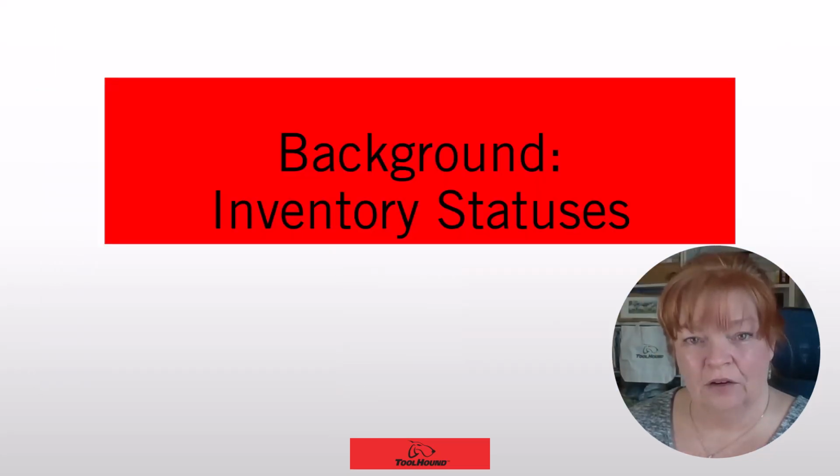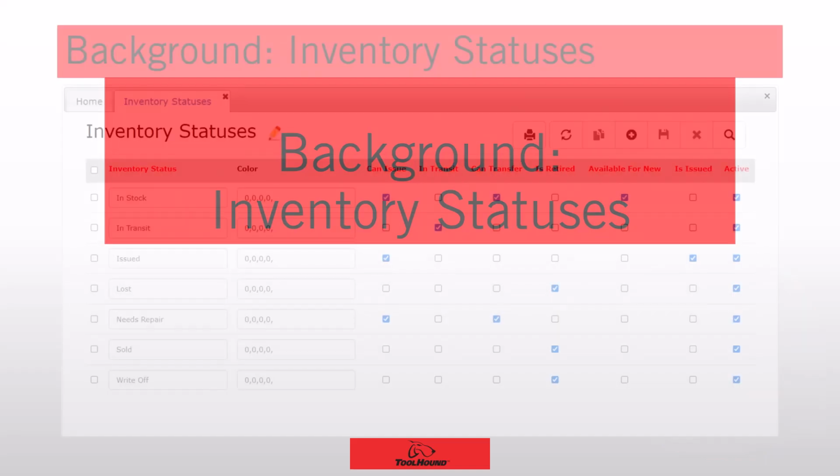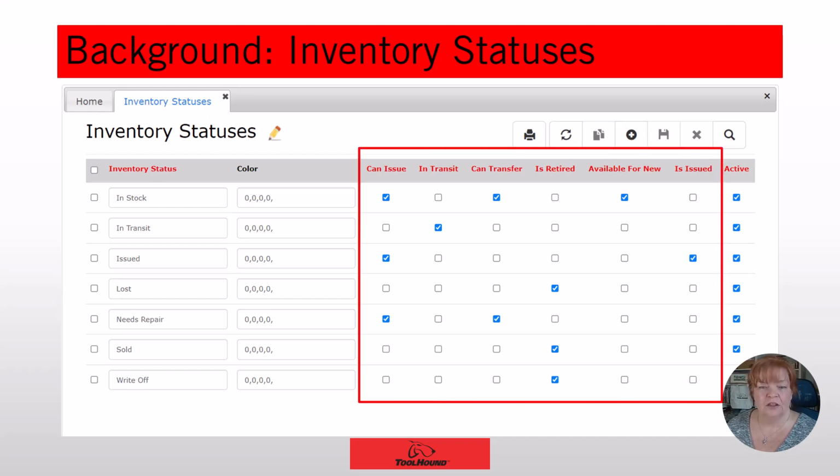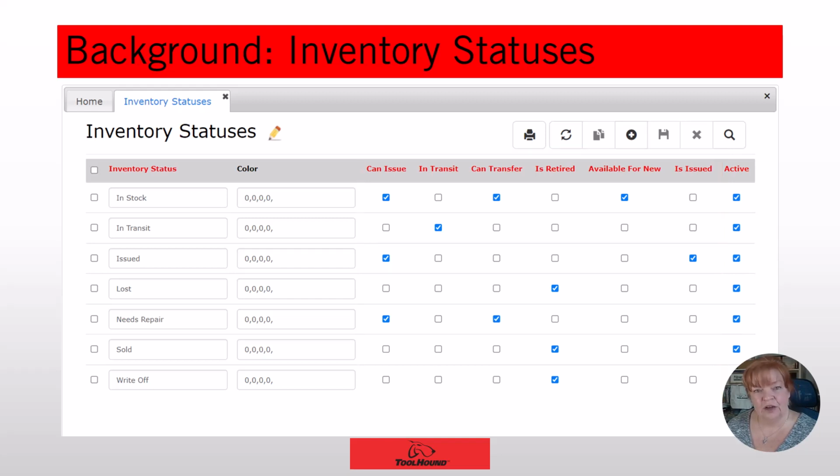First, let's get a little background on inventory statuses. Here is a list of standard inventory statuses. This page is generally for the use of your ToolHound administrators and isn't frequently used, so don't be surprised if you haven't seen it before. Each inventory status is defined by a combination of flags that determine how the item will behave. There are flags for can issue, in transit, can transfer, is retired, available for new, and is issued. We won't discuss the flags in depth in this video, but you can find full details in the help documentation.